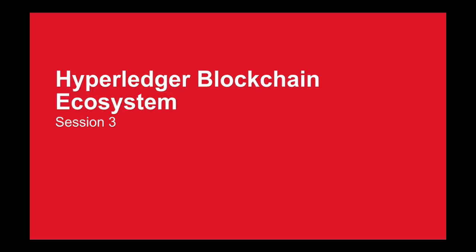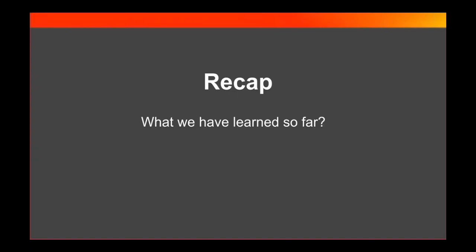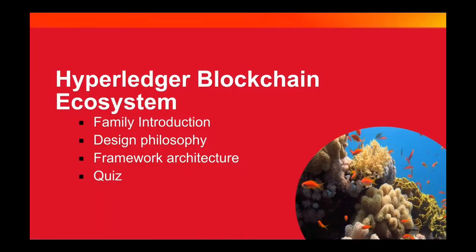In this section, we are going to look into Hyperledger blockchain ecosystem. In the previous section, we learned how blockchain works, what the blockchain structure looks like, what smart contracts are, and what the different types of consensus algorithms are. In this section, we are going to look into the Hyperledger blockchain ecosystem, which includes the family introduction, design philosophy, and framework architecture of Hyperledger Fabric.